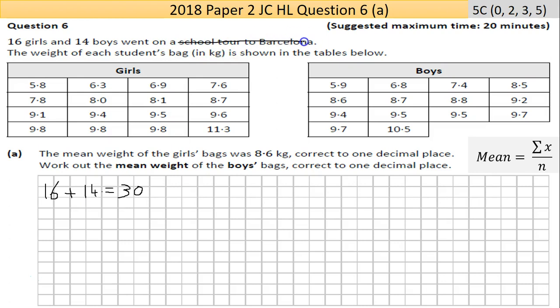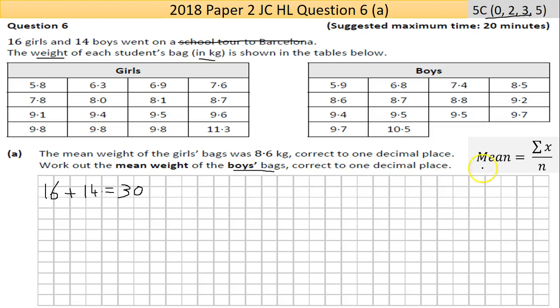On a school tour to Barcelona, it doesn't matter. The weight of each student's bag in kilograms is shown in the tables below. So your table here of the 14 boys' bags and 16 girls. Part A is only worth 5C, so not many marks. The mean weight of the girls' bags was 8.6, so you know the answer. You could work it out yourself by adding them all together and dividing by 16. Work out the mean weight of the boys' bags, correct to one decimal place.